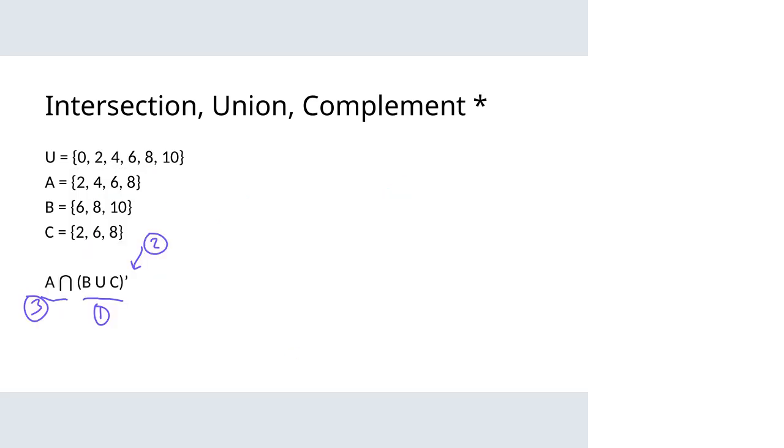So in this one, what we're going to do first, because the parentheses are there, the parentheses tell me to do B union C first. So I'm going to start by finding B union C. And that's going to be, let's see, I need B joined with C. Excuse me, that'll be 2, 6, 8, 10.